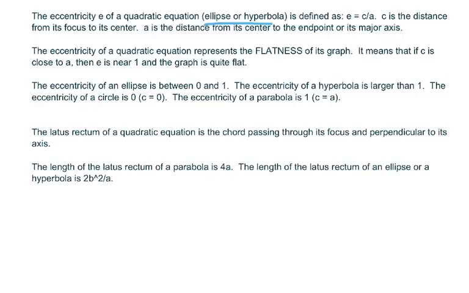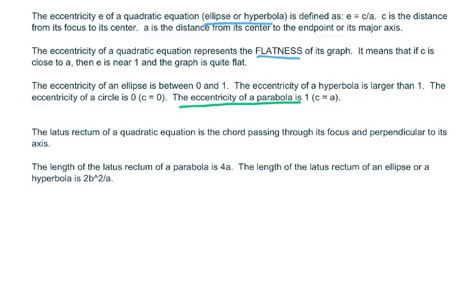So the eccentricity of a quadratic equation represents the flatness of its graph. So if C gets closer to A, and you probably already noticed this, then E, this eccentricity, is near 1, and the graph is quite flat. And if you notice here, the eccentricity of a parabola is 1. So by definition, the graph is quite flat. That means C equals A.